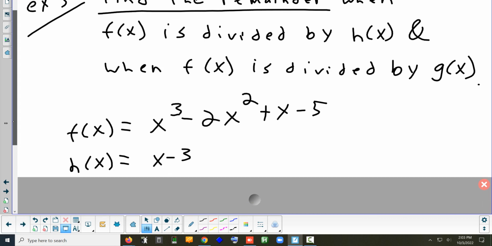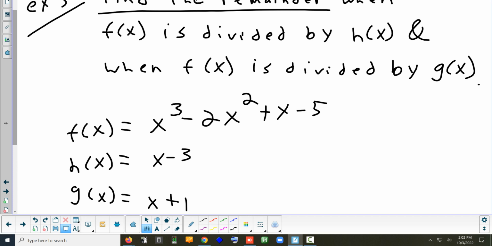Okay, so this is really like 2 different problems. First, they want us to divide f of x by h of x, find the remainder, and then try f of x divided by g of x, and find the remainder.